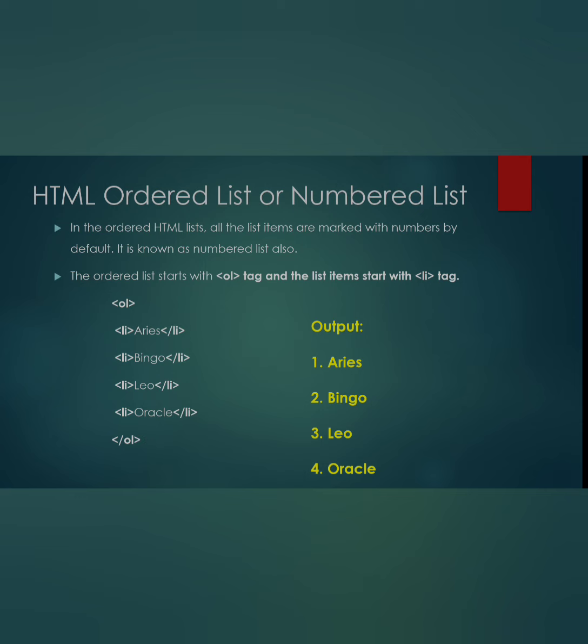HTML ordered list or the number list. In the ordered HTML list, all the list items are marked with numbers by default. It is known as number list also. The ordered list starts with the OL tag and the list items are defined with the LI tag. We have to start the ordered list with OL. Inside the OL we have to define the LI, that means list items. This is the output. That means when we use OL, the numbers should be displayed. Likewise we are going to do the ordered list.